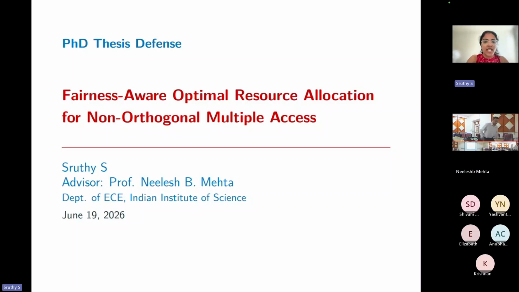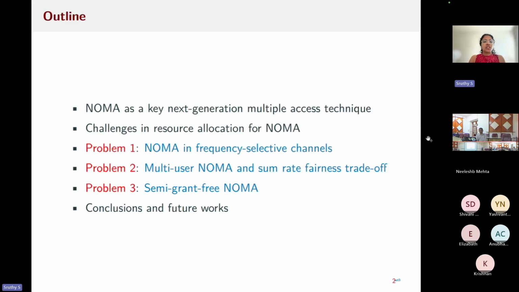My thesis is titled Fairness-Aware Optimal Resource Allocation for Non-Orthogonal Multiple Access, or NOMA. Before moving into the technical contributions, let's first look into the outline of my presentation.